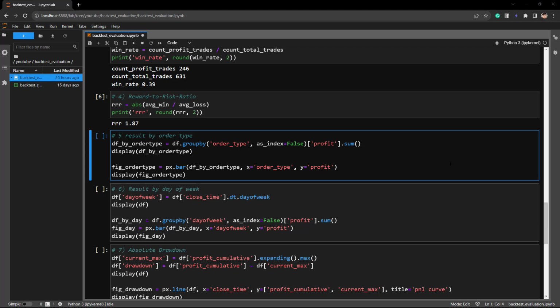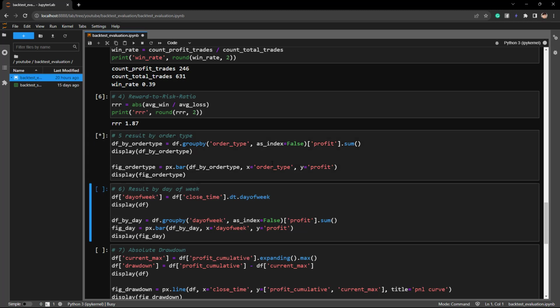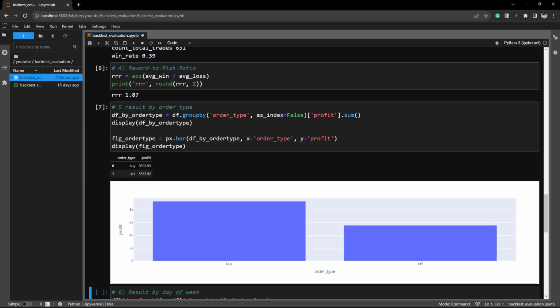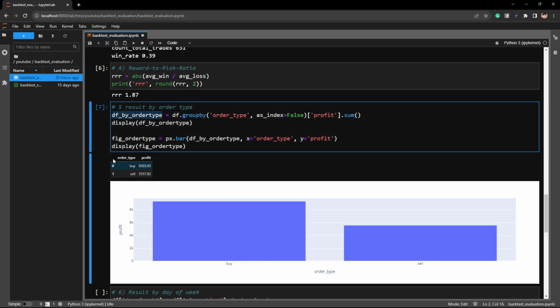So in point number 5, we want to check the results by order type. So the question here is, are buy orders more profitable than sell orders? And we can check it by using group by order type, and we will just sum the profit based on whether the order type is buy or sell. So let's run this. So we see that the output of the data frame by order type is this data frame here.